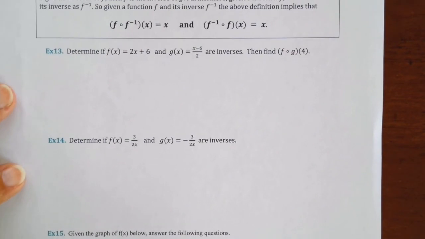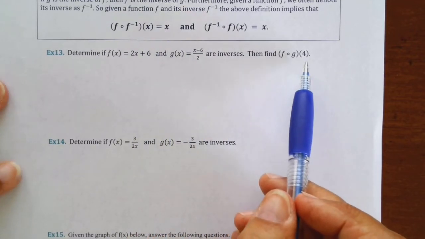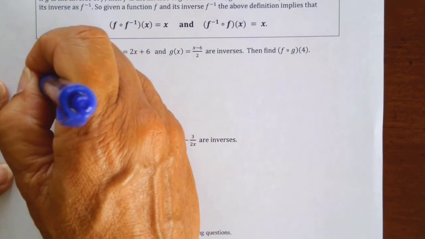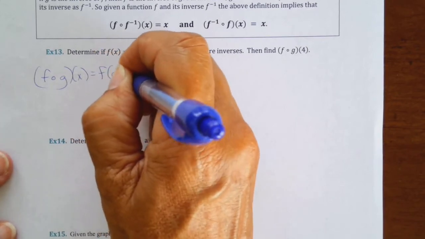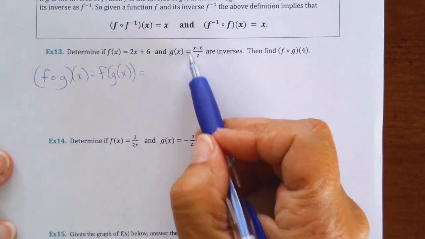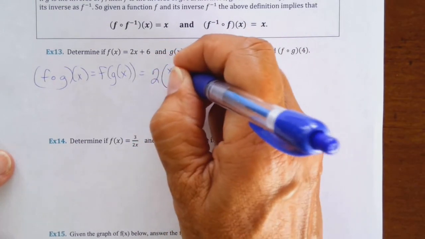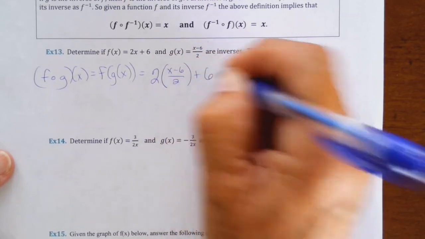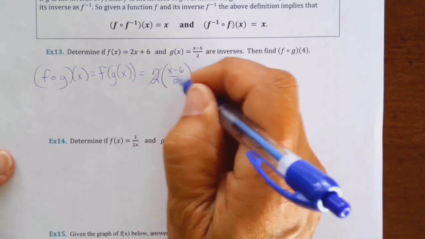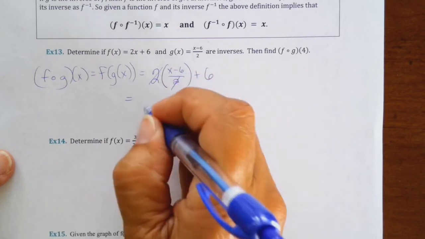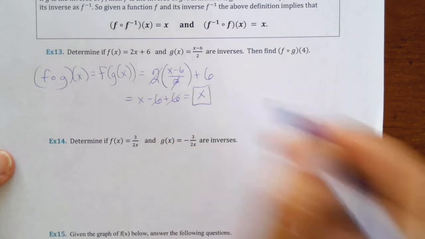If you look at these examples, it says determine if these are inverses, and if they are, then find f of g of 4. All right, so we have to do f of g of x, which remember is the same thing as that. So we're going to take this function and put it in for that x. Okay, so 2 times x minus 6 over 2 plus 6. And we have to prove that we're going to get x. That's what we need to do. All right, so these 2's are going to cancel. That's nice. So we end up with x minus 6 plus 6. Now the 6's will cancel. So we just showed that we got x.